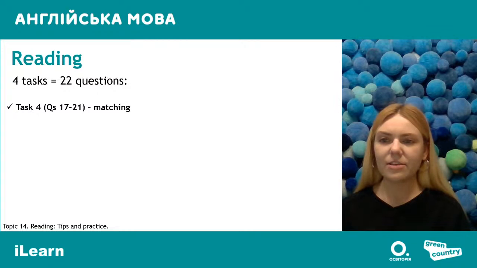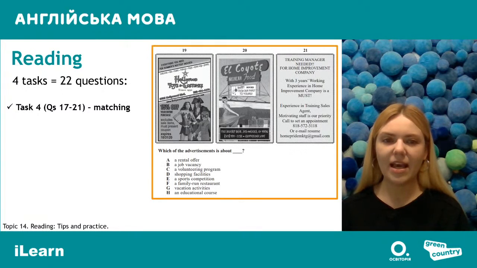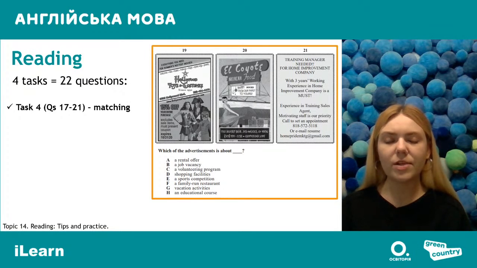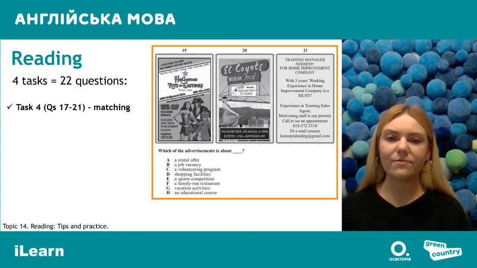The first task in the reading section is task 4, questions 17 to 21, and that is a matching task. It is the easiest task in the reading section. A lot of people say that it is the easiest task on the test. You will have 5 short texts or 5 short advertisements, and you will need to match them with some information that is true or stated in the advertisement.